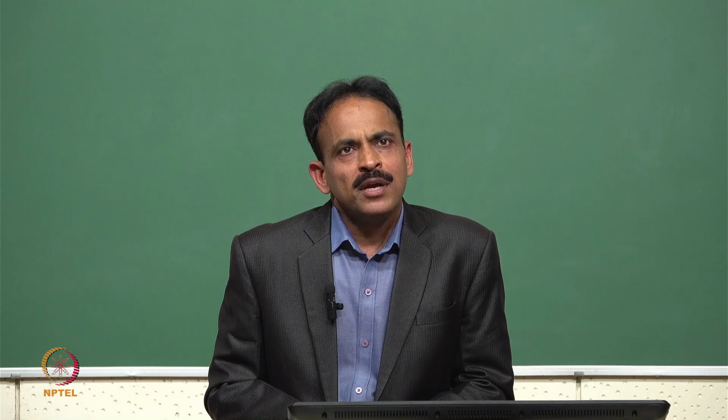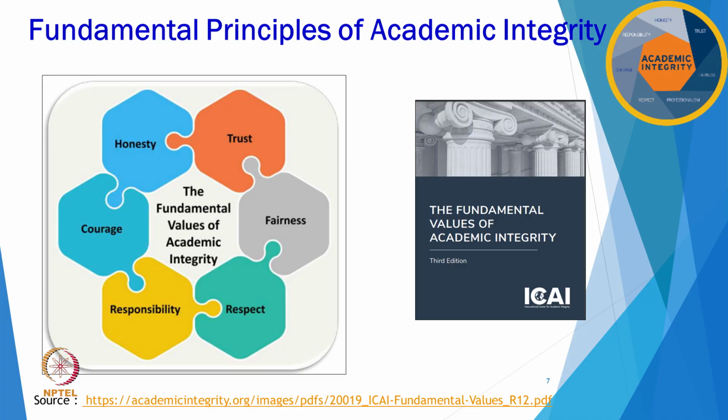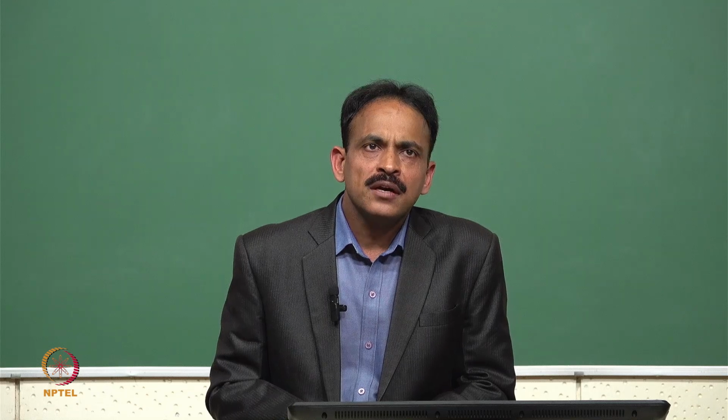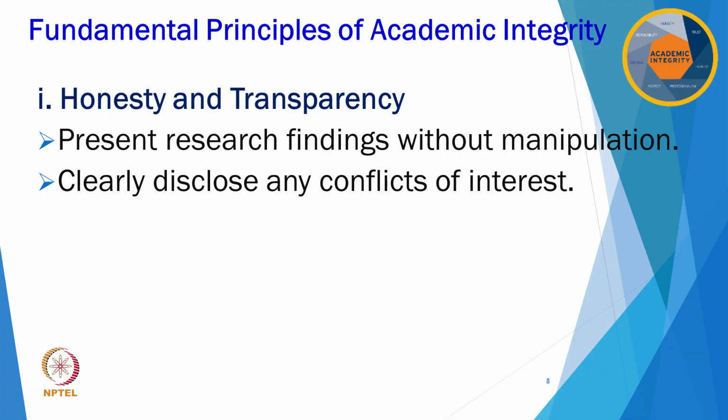academic integrity. When we talk about the academic integrity in science communication, academic integrity is a fundamental aspect of science communication that ensure honesty, trustworthiness, and reliability in the dissemination of scientific knowledge. Here, I would like to highlight some of the key principles and consideration related to academic integrity in science communication. So these are honesty and transparency. One need to present research findings accurately and truthfully without manipulation or misrepresentation. Clearly disclose any conflicts of interest that may influence the research or its interpretation.